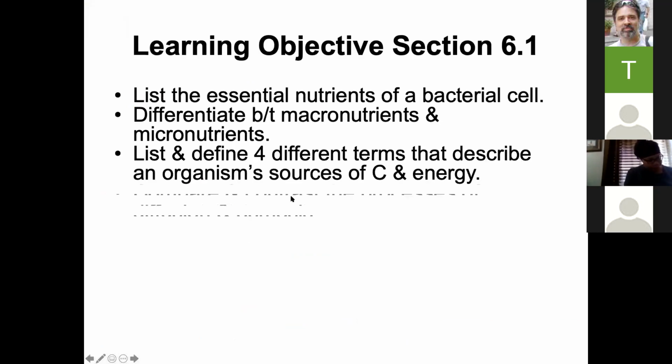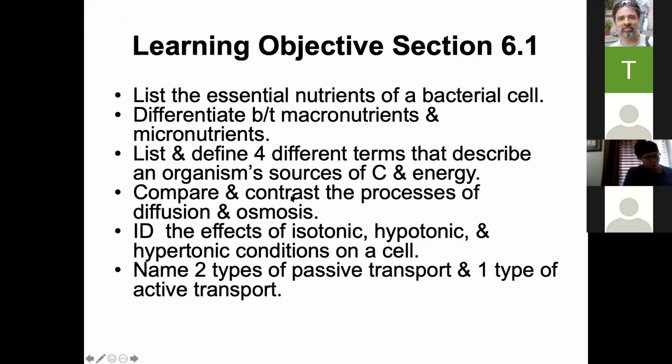So we're going to talk about what bacteria need, how they get their building blocks, and where they pull their energy from. We're going to talk about conditions under which a cell can survive. Here we're talking about osmotic conditions and different pH conditions. And then we'll talk about some cell transport as well.